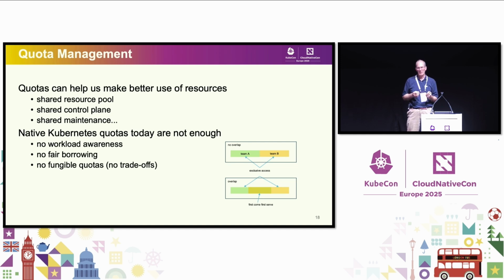Secondly, quotas are fairly inflexible. So in this picture on the right, I want to take my cluster and divide it between two teams. I can either divide it exclusively, so A and B get pieces of it, and then if A isn't working and B is in another time zone and they're asleep, no one's using B's quota. Or I can overlap them, and have some reserved for A, some reserved for B, and some in the middle that either one can use. But then there's no fair borrowing, no fungible quotas, and really no trade-offs that way.